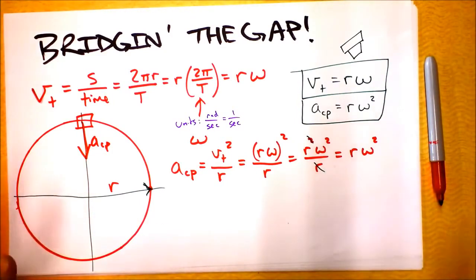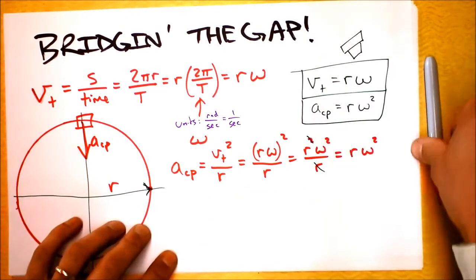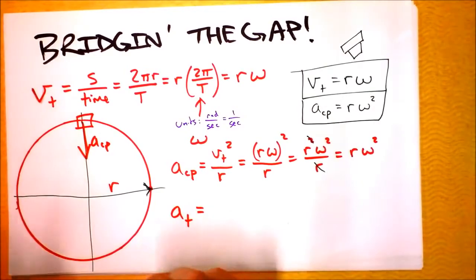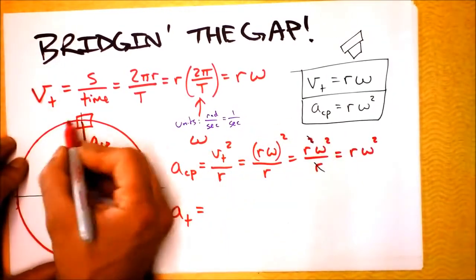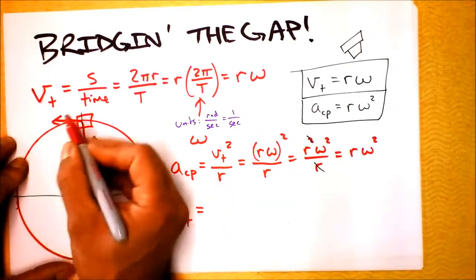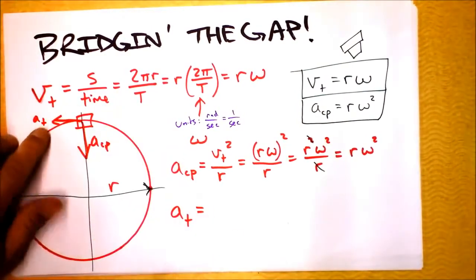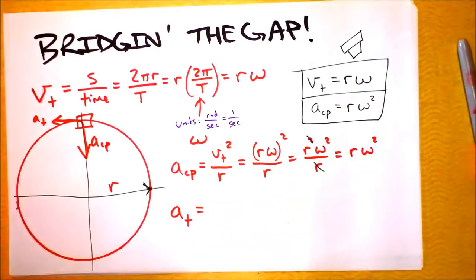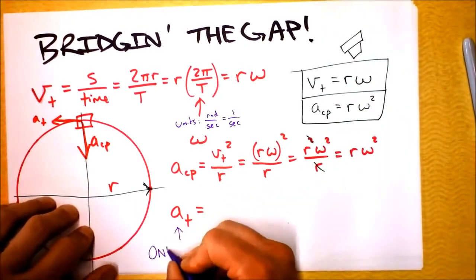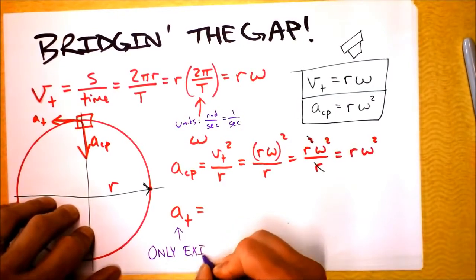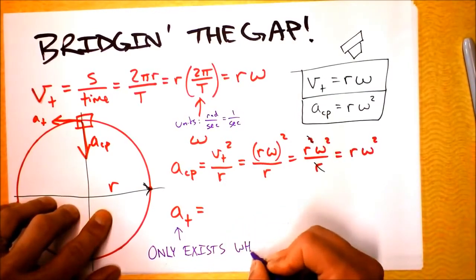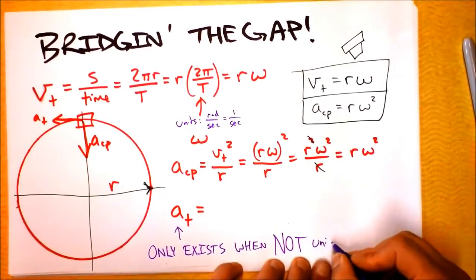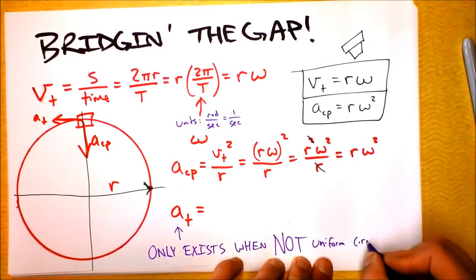So we've got a couple more equations to consider. Let's just throw one more equation at you, and that is tangential acceleration. Tangential acceleration, a_t, would be in a tangential direction, and that happens only when we don't have uniform circular motion. I'm going to write that down, that's very important. Only exists when not uniform circular motion.